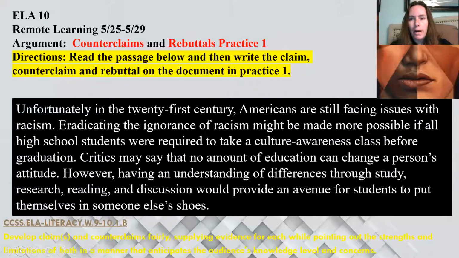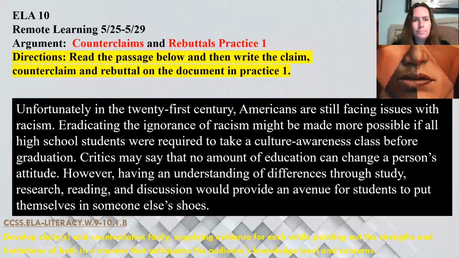All right, so here's your practice. Your practice is that you need to read this paragraph, and then you need to write, or you can copy and paste the counterclaim and rebuttal into your document in the practice 1 section. So remember, in your Word document, it has this paragraph, and it asks you to identify the counterclaim and the rebuttal, and you just can copy and paste them into the appropriate areas. So I'll just read the paragraph, and then you can pause it to go do that activity.